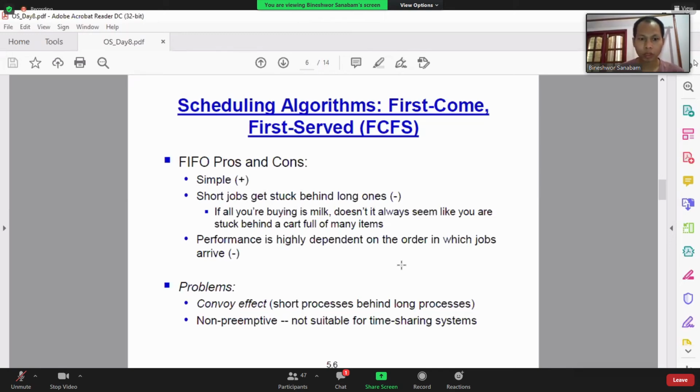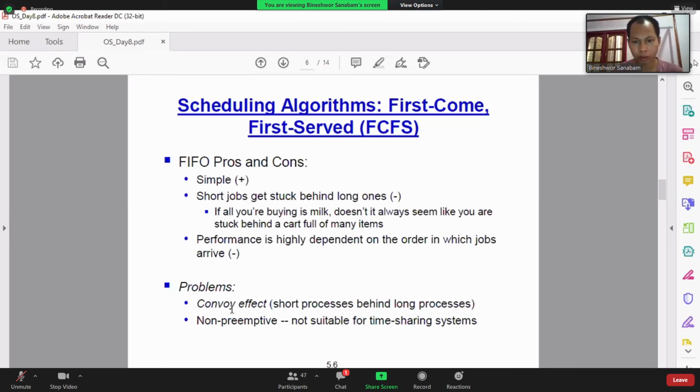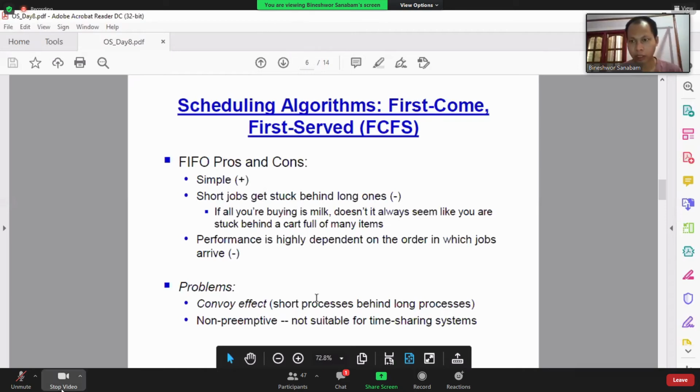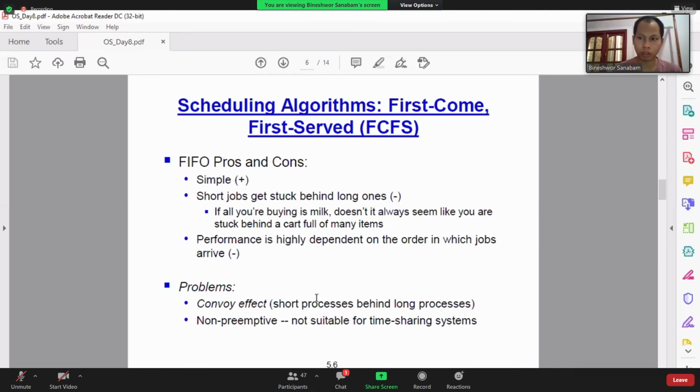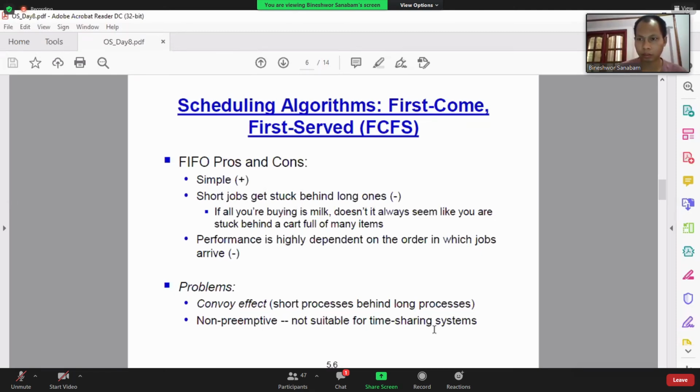Okay, so here we have a term or problem associated with this first come first serve. First, we call it the convoy effect. Okay, this is the problem that I just said before, that your short process has to wait for a long time, as there is some long process in front of it. And it is non-preemptive, as we cannot interrupt it, and it is not suitable for time sharing systems. Okay, so these are problems associated with first come first serve.